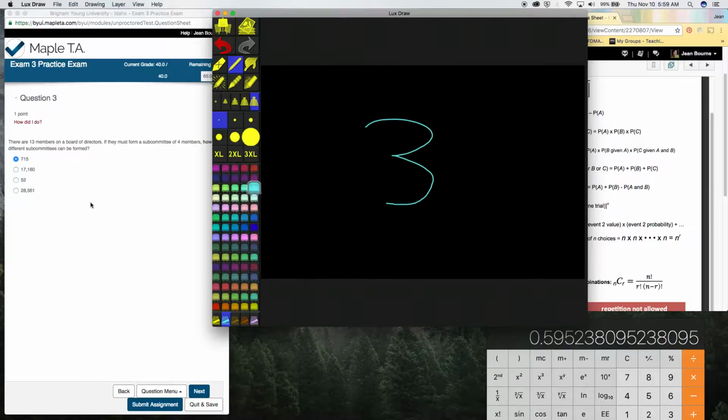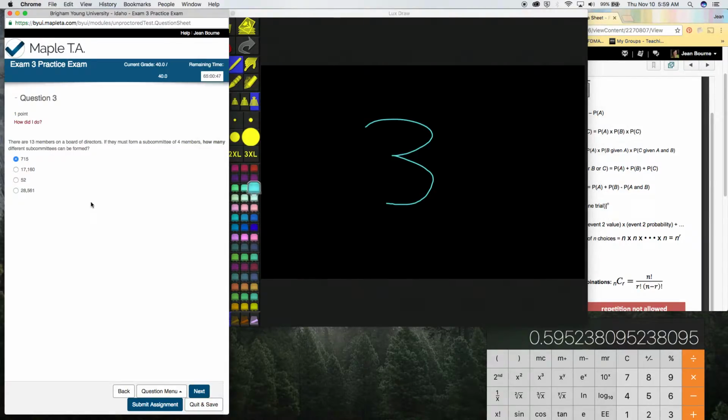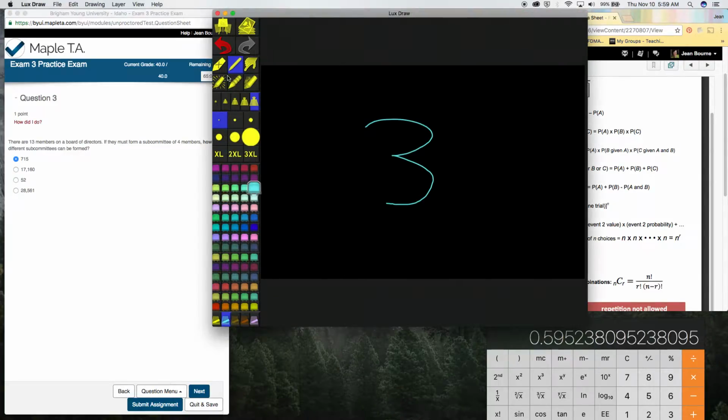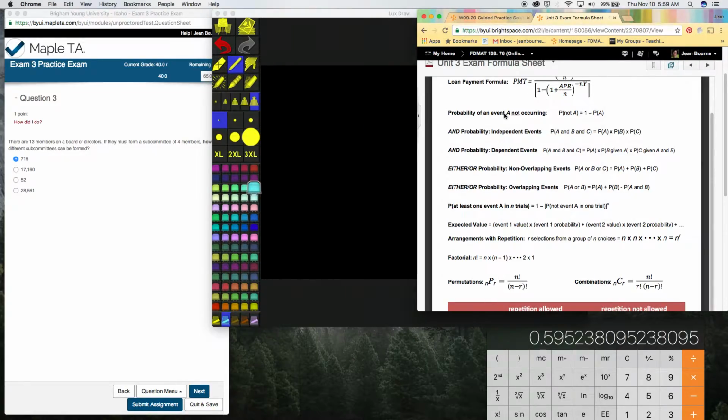Number 3: there are 13 members on a board of directors. If they must form a subcommittee of 4 members, how many different subcommittees can be formed? Again, we're going to use this magical formula sheet. I just think helps on tests are amazing. Imagine having to memorize all these. That'd be horrible.